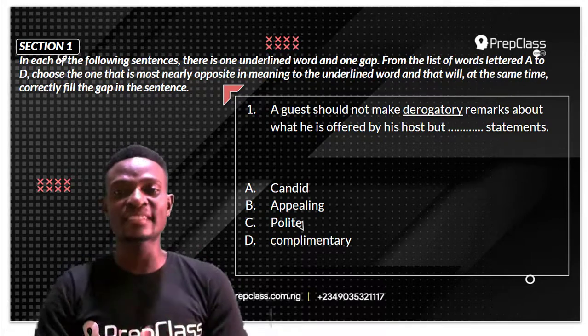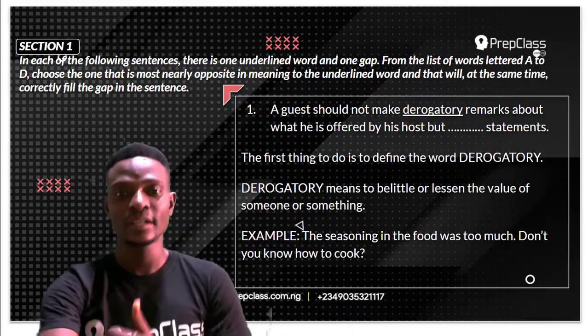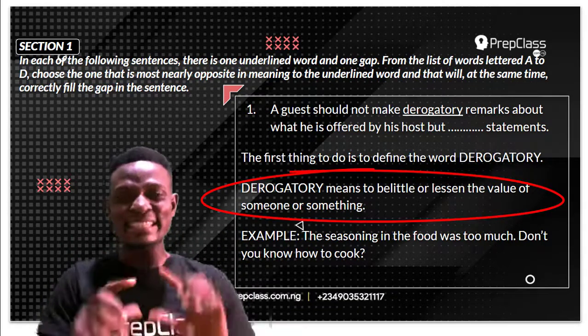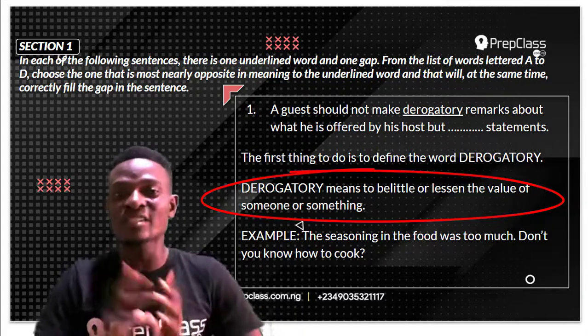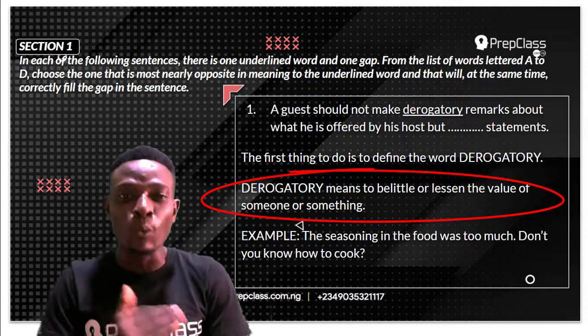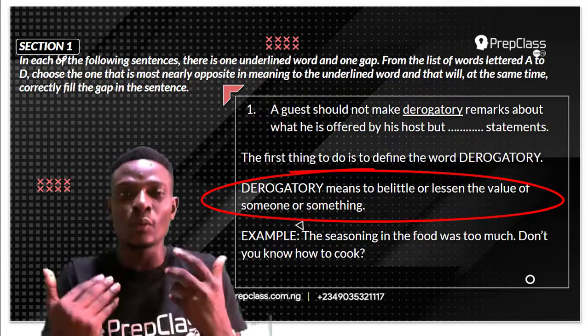Now, the first thing to do is to define the word derogatory. What does the word derogatory mean? Now, the word derogatory means to belittle or lessen the value of someone or something. I'll go over that again. The word derogatory means to belittle or lessen the value of someone or something.